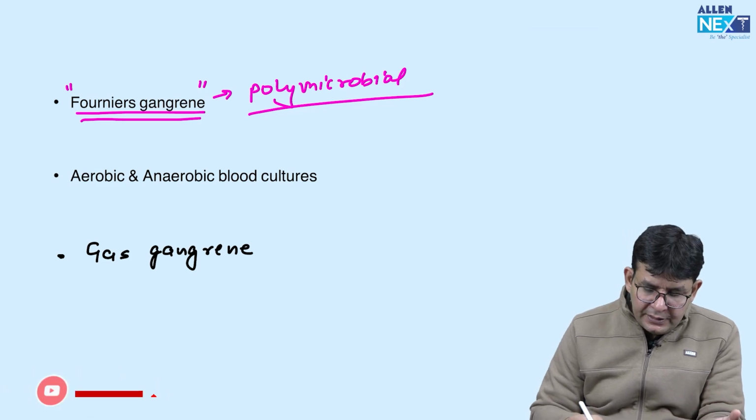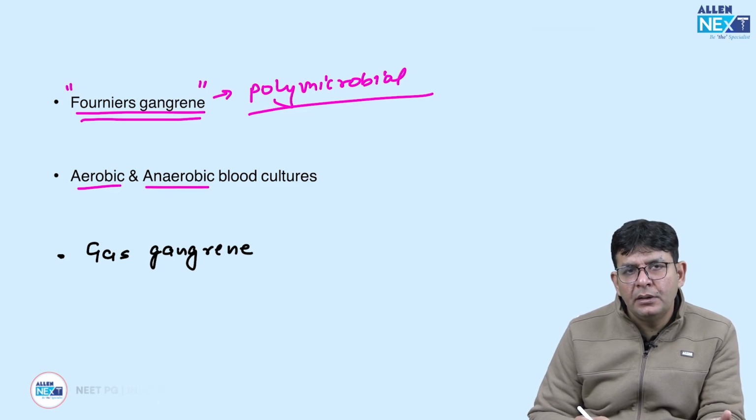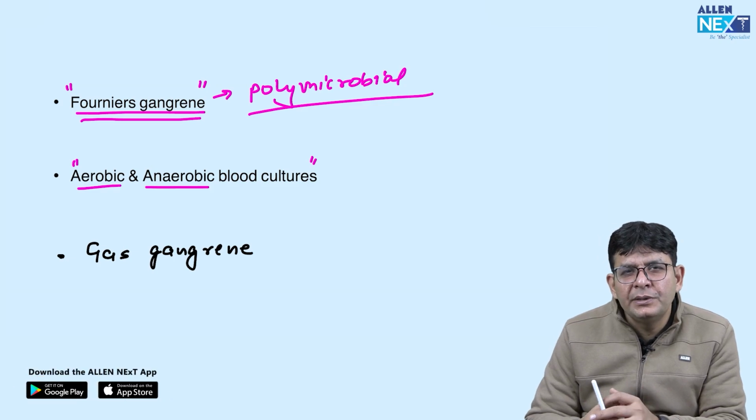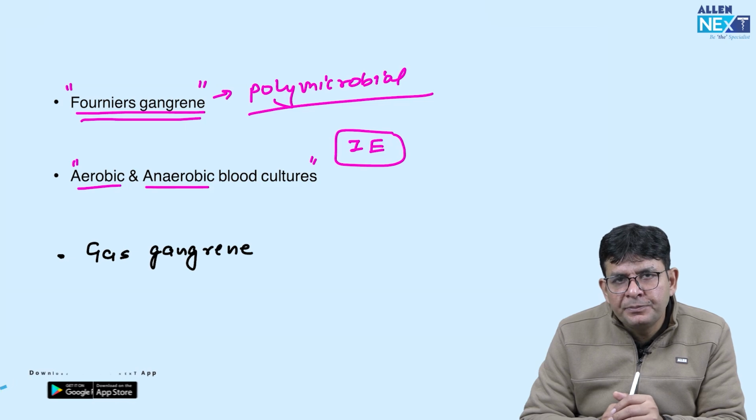So if it was there, I suppose this might have ended your quest for knowing the organisms of Fournier's gangrene. Now, somebody was telling in the comment section that there was something about blood culture also in the case of infective endocarditis. Was it there in the exam, guys?